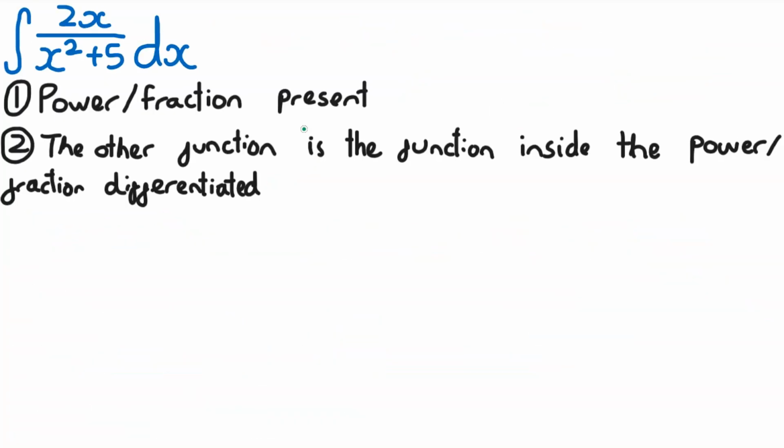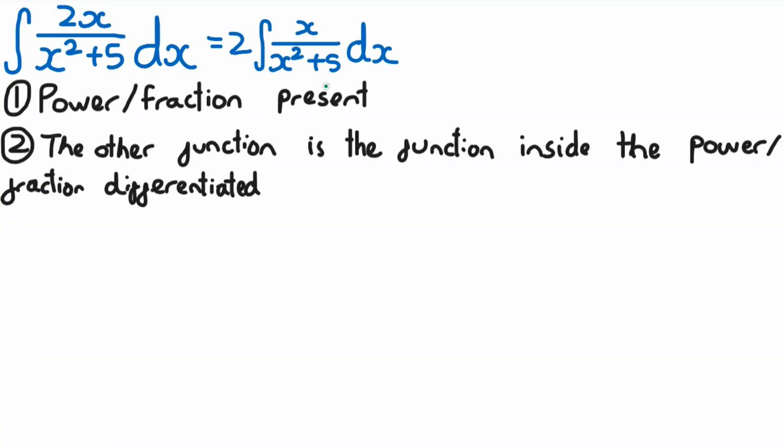Okay, so here's a bit of a different example where we need to integrate 2x over x squared plus 5. As we have this 2 here, we can take it out of the integral. So it can be 2 and then the integral of x over x squared plus 5, like this here. Okay, so can we integrate this using the reverse chain rule?